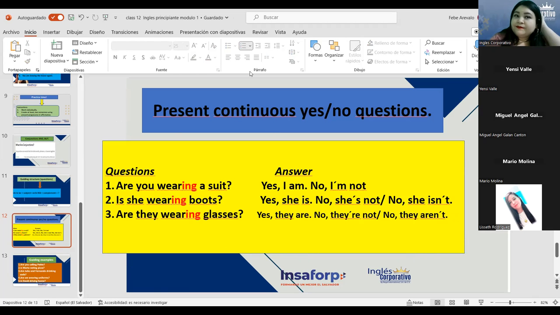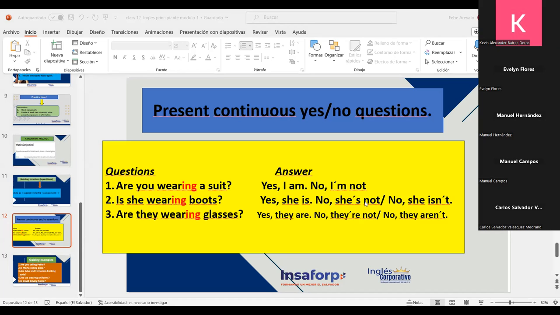Okay, let's start. Action. Present continuous. Yes or no question. Question. Are you wearing a suit? Is she wearing boots? Uy, tiene que poner la respuesta, Jency. Usted va preguntando como en una conversation y su compañero le va a contestar. Okay, number one. Are you wearing a suit? Yes, I am. No, I'm not. Is she wearing a boot? Yes, she is. No, she's not. No, she isn't. Are they wearing glasses? Yes, they are. No, they are not. Perfect, thank you. Now, let's check the other examples.